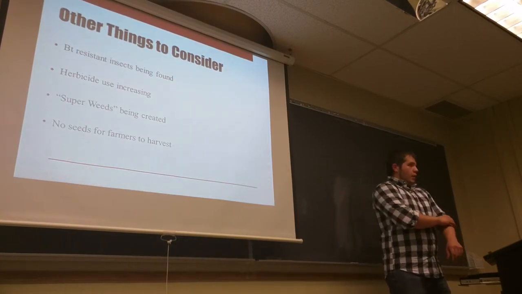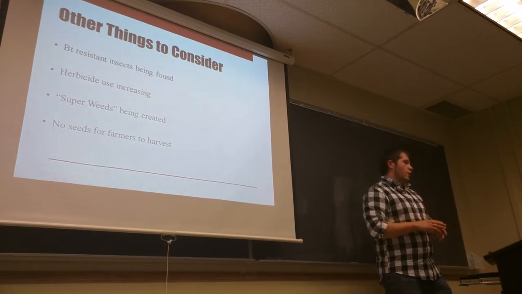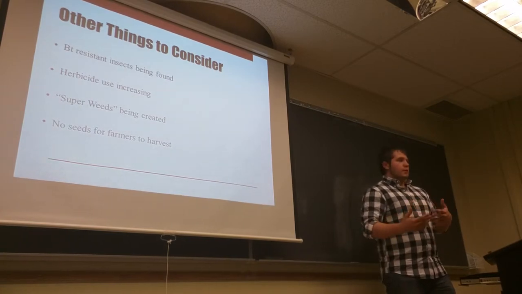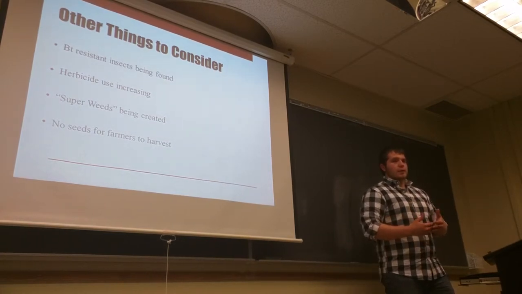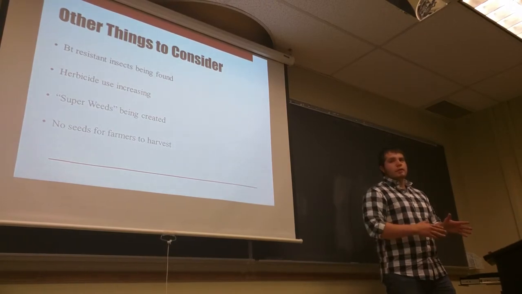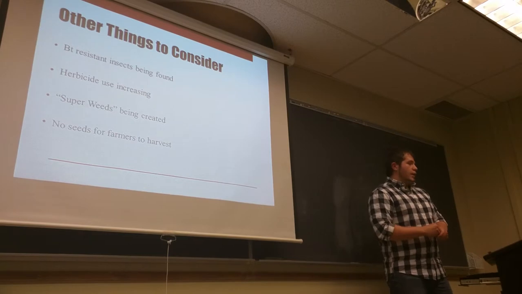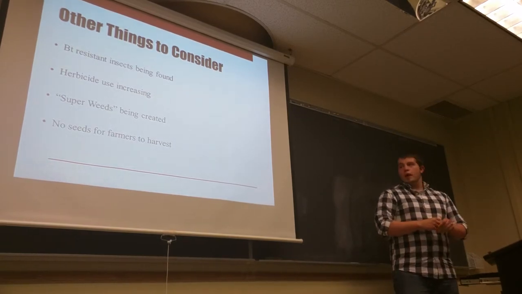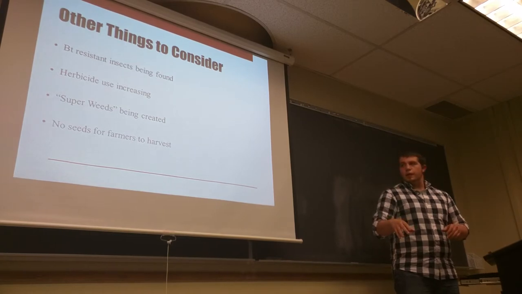And just some other things to consider, they've been recently finding insects that are actually resistant to the BT toxin I was talking about earlier. So if these insects start growing and becoming resistant to our pesticide, we have nothing to stop them. There's nothing to stop them from just coming and completely wiping out a crop field. And that's very alarming. And also, herbicide use has been increasing. On the graph, I'll come back to it a little bit later.